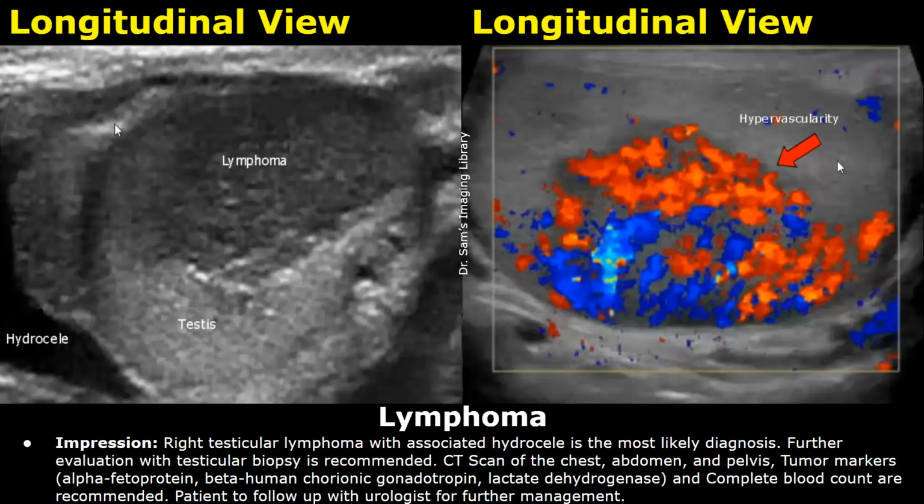This is the impression. Right testicular lymphoma with associated hydrocele is the most likely diagnosis. Further evaluation with testicular biopsy is recommended. CT scan of the chest, abdomen and pelvis, tumor markers and complete blood count are recommended. Patient to follow up with urologist for further management.